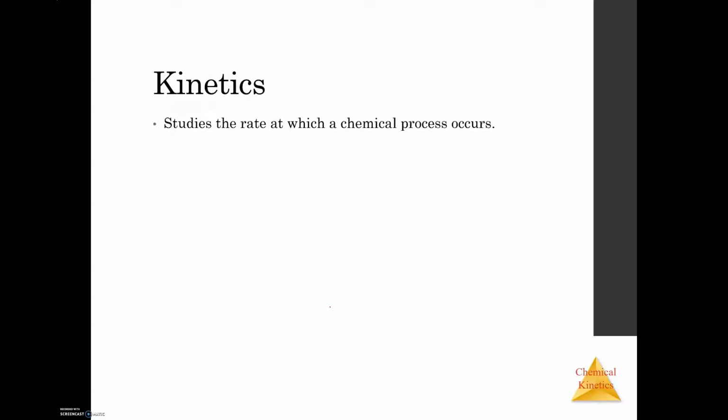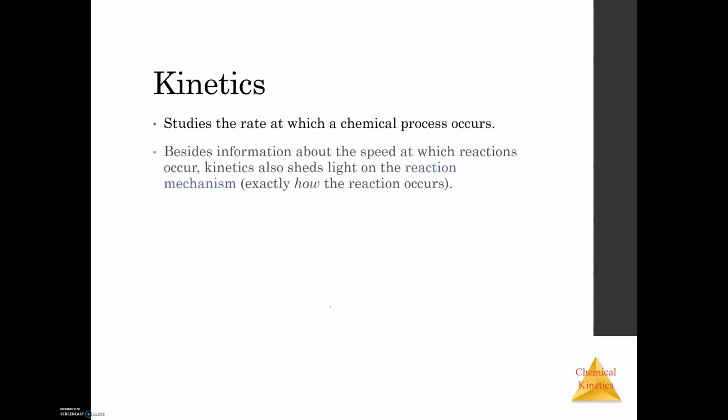So again, the definition for kinetics: it studies the rate at which a chemical process occurs. Besides the information about the speed at which reactions occur, kinetics also sheds light on the reaction mechanism. And mechanism is basically how a reaction happens. It explains what's taking place during the reaction to give you that overall reaction.